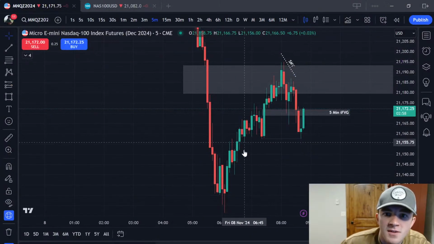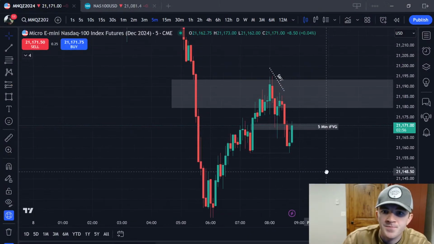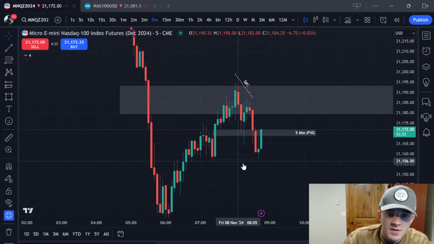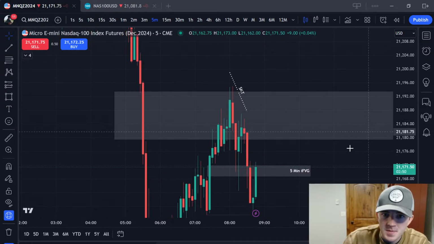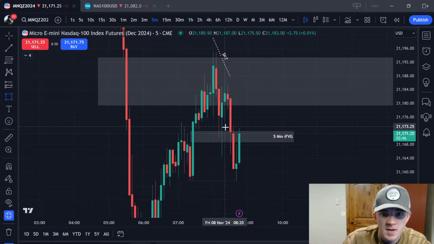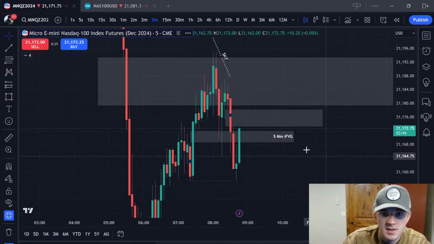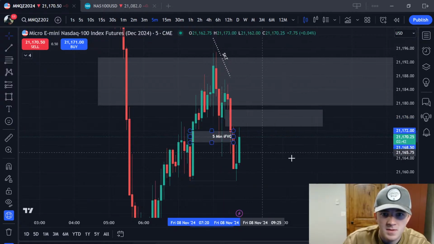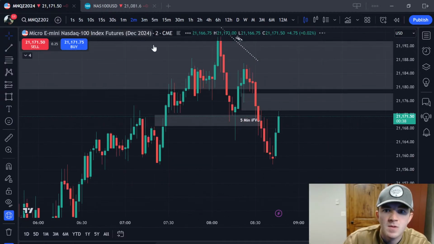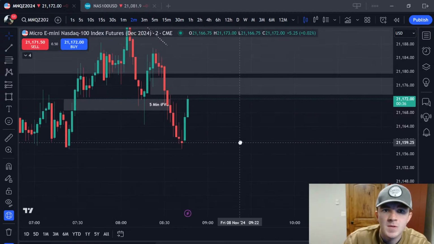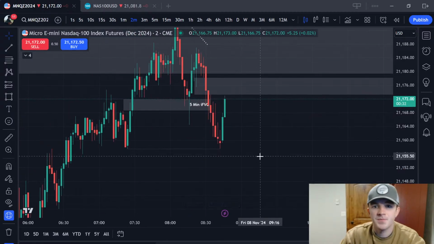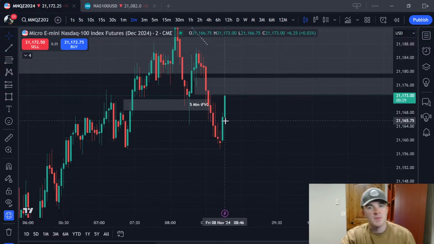Well, there's that 15-minute inverse fair value gap. So this 5-minute closed below this 5-minute gap. We had SMT at the highs in that gap. So I think we're going to come to this. We left equal lows. You see that? We left equal lows.